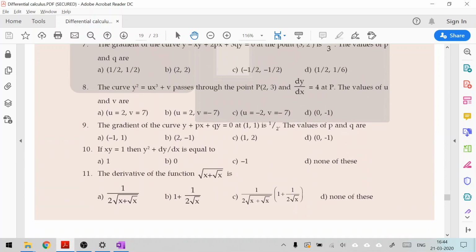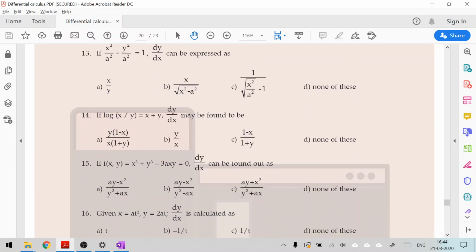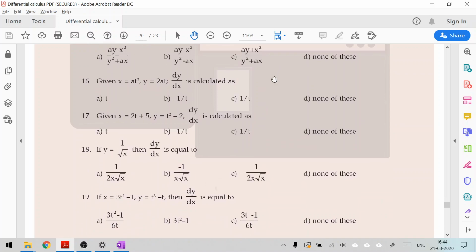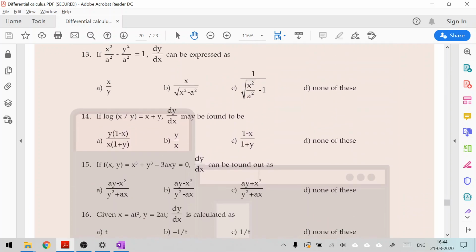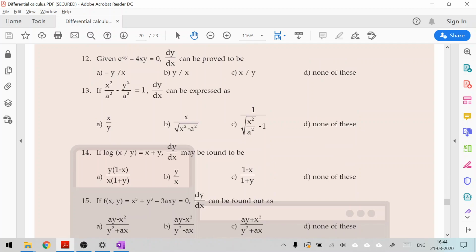Similarly, you can look at any other question. Let's say, look at question number 18. y is equal to 1 by root x. This is not an implicit function. This is a regular function. Okay. So that's why I gave you question number 18 as your homework in the differentiation of a function. Very straightforward question. Now let's come back to implicit functions.